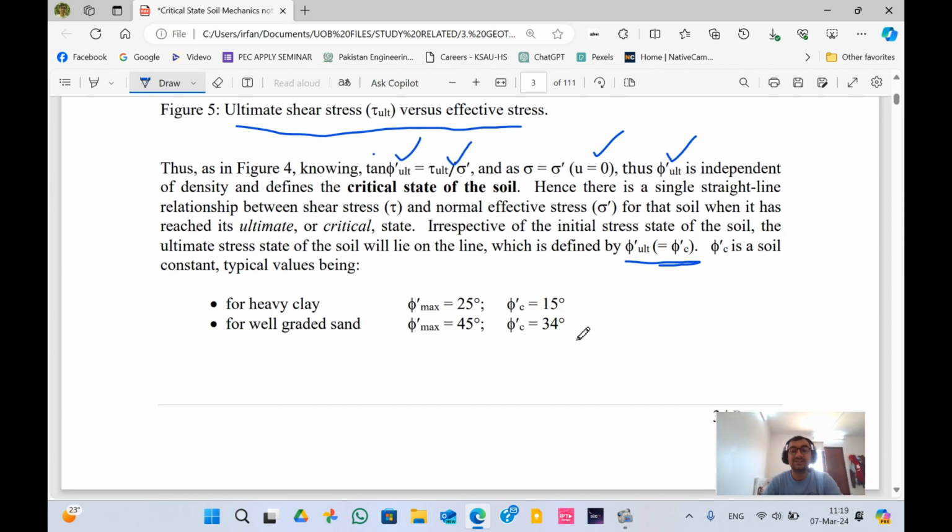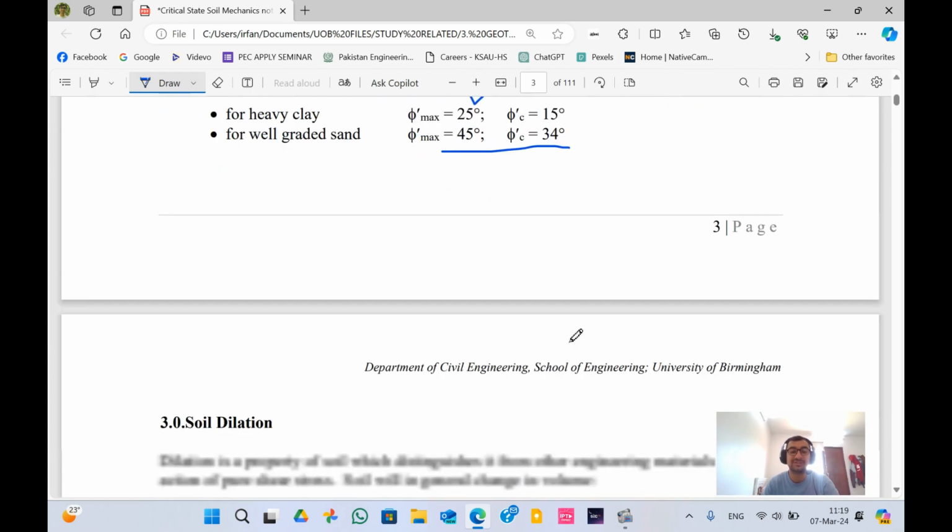Now, this is basically a soil constant. For that soil constant, the values are basically 25 degrees for heavy clay, and for well graded soil we have 45 degrees. These are basically the values for that particular soil. These values have been taken from experimental testing in the labs, and after that, we have got these values.